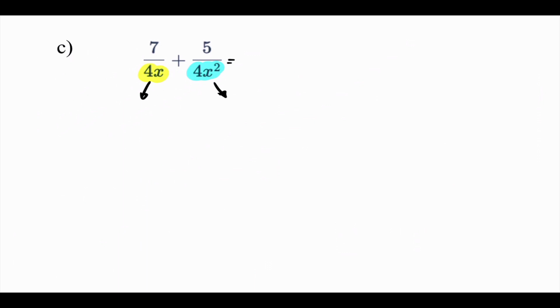Okay, so the first one is 4. That's 2 times 2 times x. The next guy is close. Very close, but they're not the same. It's got 2 x's. So I got to include another x up here. The other guy's okay. So the common denominator is 4x squared. And then I have 7x plus 5, which I can't add to make 12 because they're not like terms. I'm done.